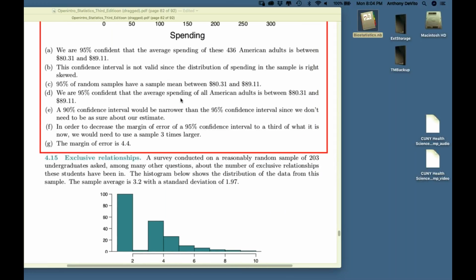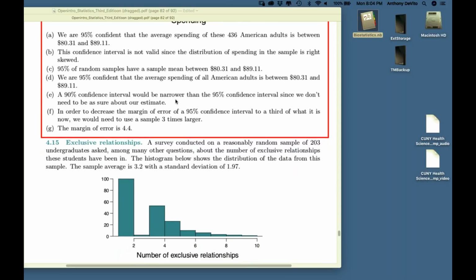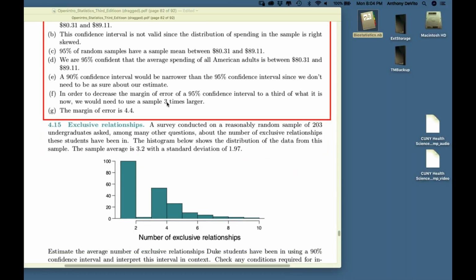We're 95% sure the average spending of all Americans is between those two numbers. No, that's the population mean that is between those two numbers. The 95% could be a much broader range for all. That's the population range of 95%. That's going to be much wider. A 90% confidence interval will be narrower than a 95% confidence interval since we don't need to be as sure about our estimates. That's true. We know that from before.